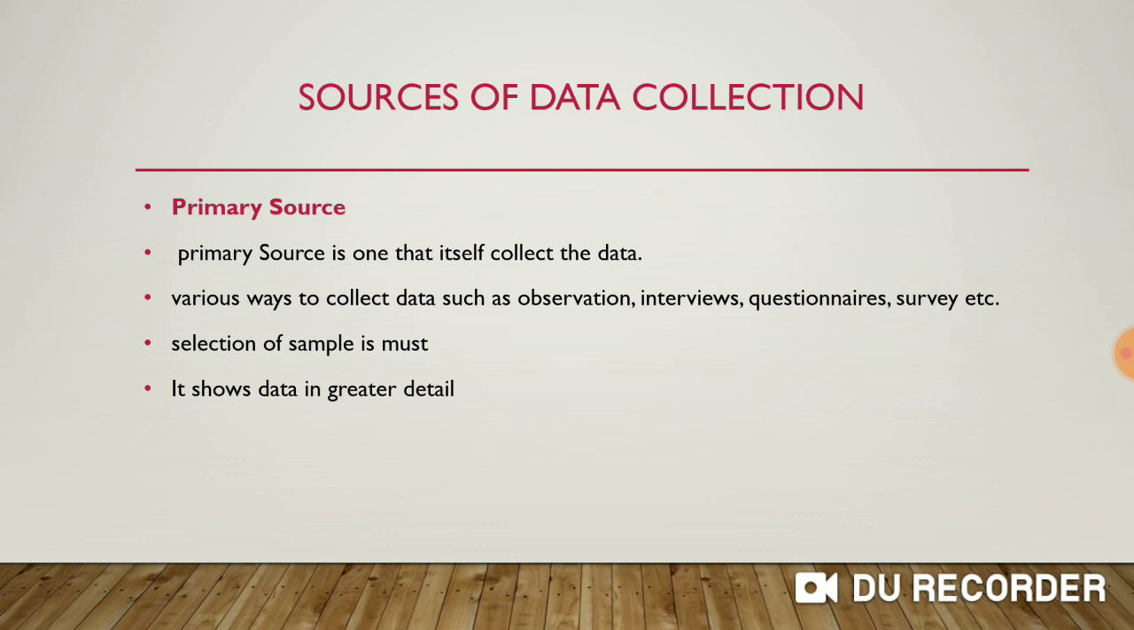Primary data normally shows the data in greater detail. Whatever data the researcher collects as primary data gives a detailed idea about the problem the researcher needs to investigate. Primary data is first hand data which is not collected by others. It is directly collected from the respondents who are selected for the research work.